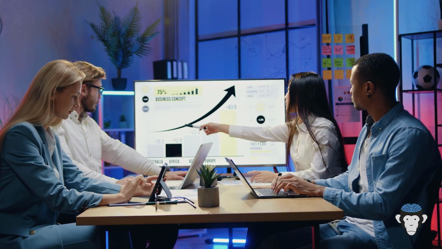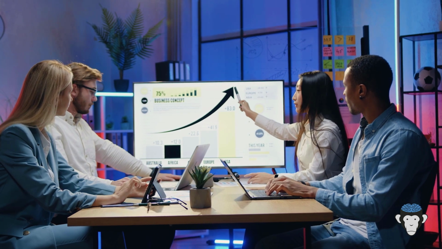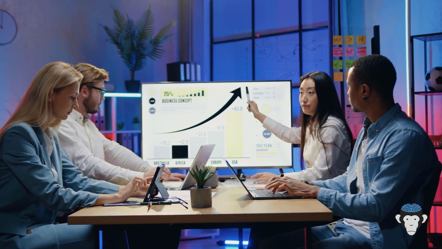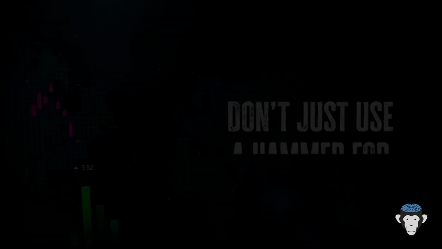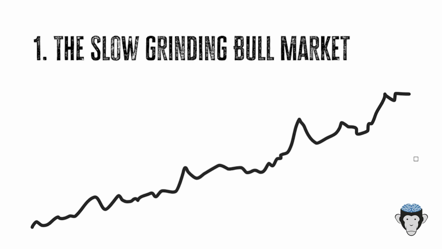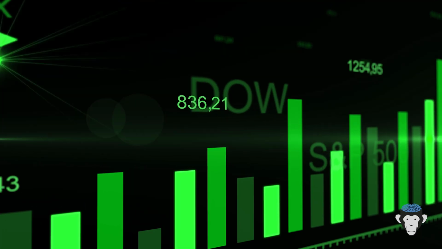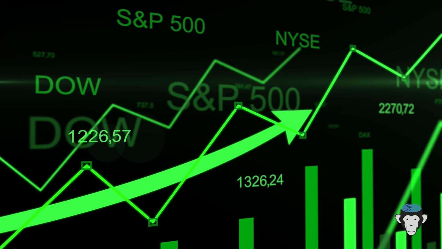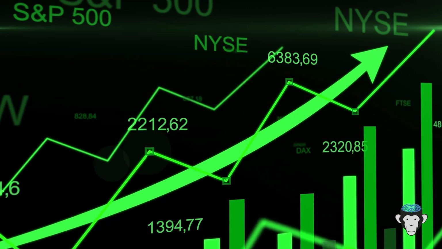If you want to trade different market phases, different market types, ideally you want to have different trading strategies that are better suited for the job. Don't just use a hammer for everything. Now, let's identify the different market phases. First, there's what we call the slow grinding bull market. This is an upward moving market that has steady momentum behind it, with price action displaying the typical quote-unquote staircase pattern, higher highs and higher lows.